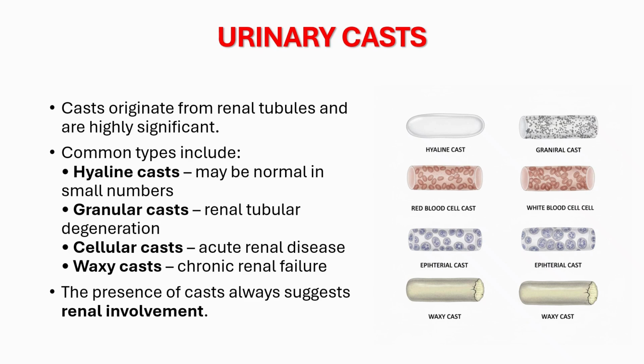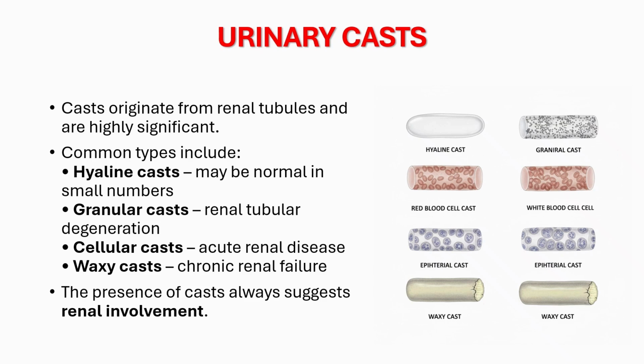Common types of casts include hyaline casts, often seen in healthy animals or mild dehydration. Granular casts indicate tubular injury. Cellular casts, such as red blood cell casts from glomerular bleeding or white blood cell casts from renal inflammation. Waxy casts seen in chronic kidney disease, and fatty casts associated with nephrotic conditions.